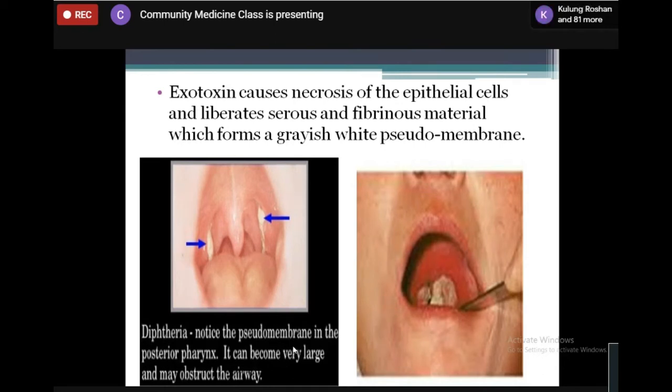Okay, so it causes death of the epithelial cells of the mucous membrane inside the oral cavity, and liberates serous and fibrinous materials. Now this serous and fibrinous material forms a grayish white pseudomembrane, and this is how it looks. You see it partly, this is the pseudomembrane at the early stage in the posterior pharynx. Now when it becomes very large, it will obstruct the airway. Now this person will start having difficulty in breathing as well.